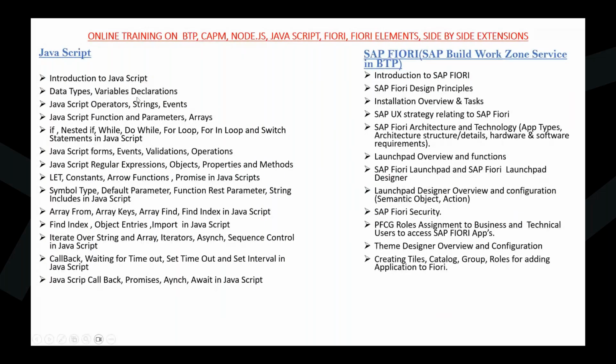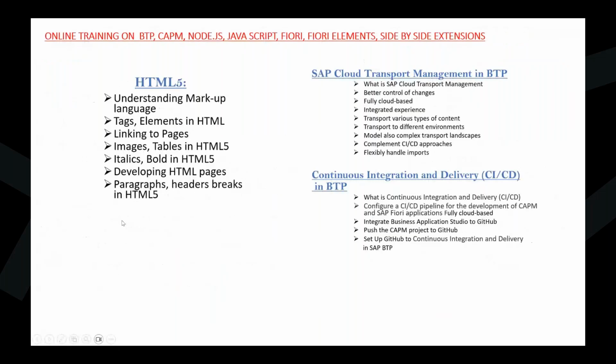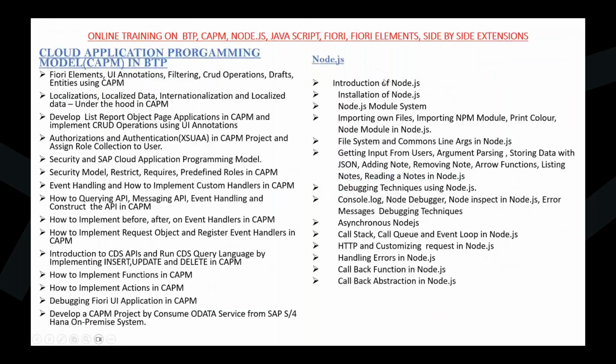We'll discuss data types, variables, operations, strings, functions, loops, forms, events, regular expressions, arrow functions, constants, promises, keys, everything. In JavaScript: synchronous, callback functions, asynchronous functions, awaits, set timeouts, everything we'll discuss. And then we'll move to Node.js. What is Node? We'll go in depth in Node.js: callback functions in Node, callback abstractions, handling errors, call queues, event loops, asynchronous nodes, debugging techniques in Node, everything we'll be covering in Node.